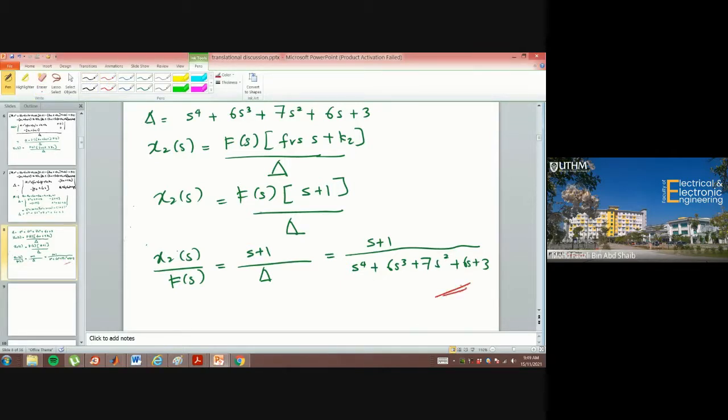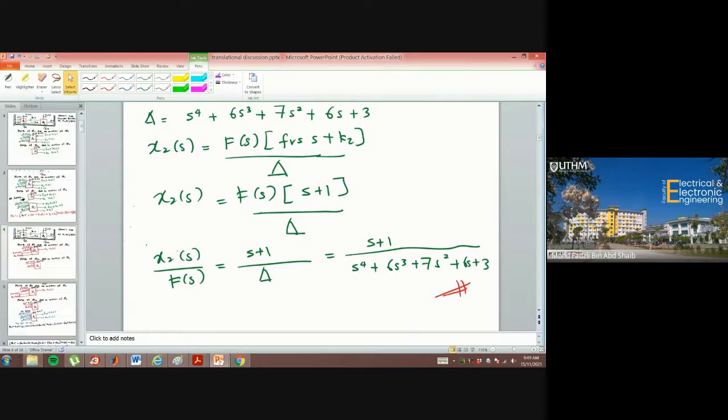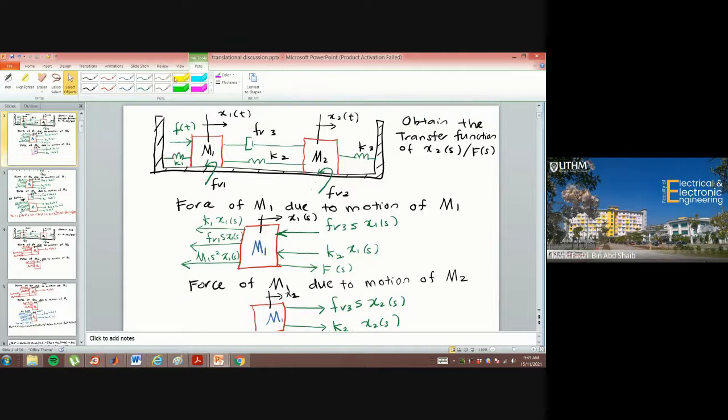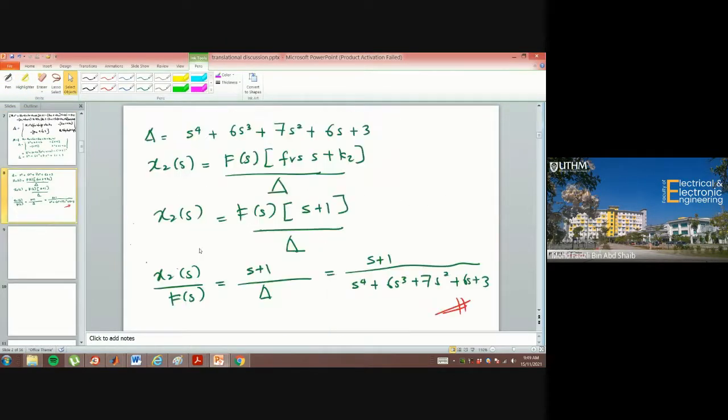It is the answer. Okay, this one, S2 over Fs, right? S2 over Fs equals S plus 1 over S to the power 4 plus 6S to the power 3 plus 7S squared plus 6S plus 3. See the question, what they want? The question at the beginning, they want S2 over Fs. So now we get S2 over Fs, yeah?